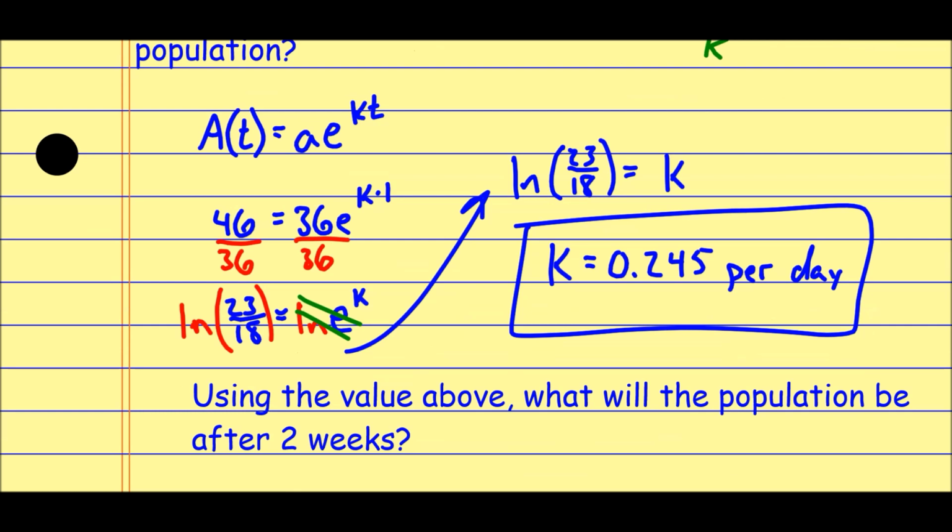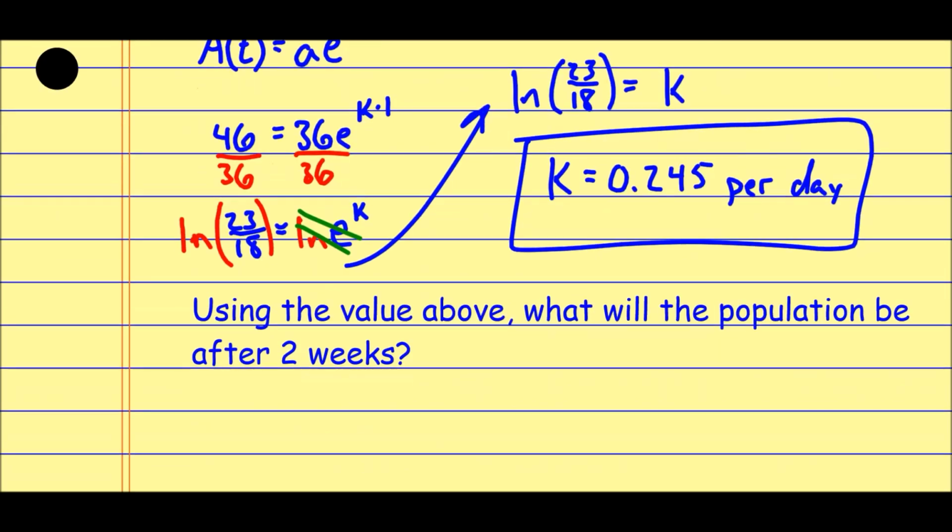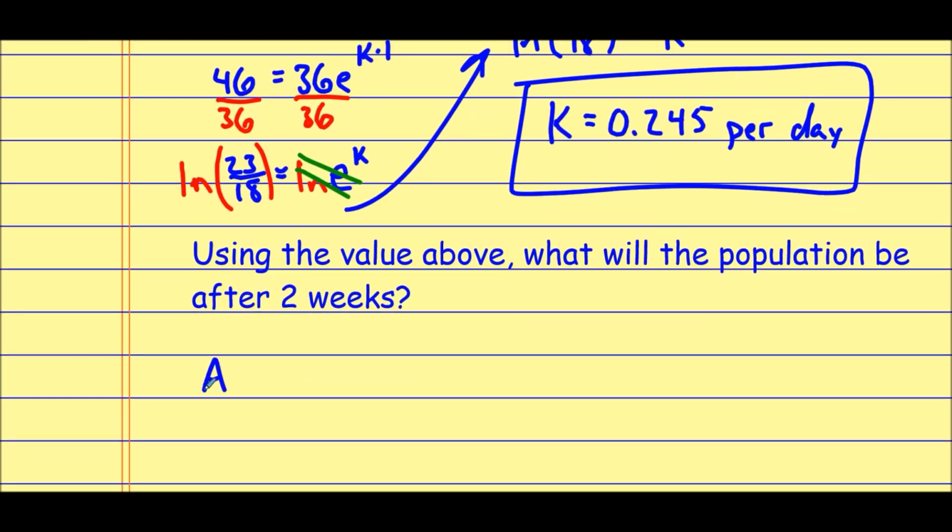It says using the value above, what will the population be after 2 weeks? And so again, we're in the same scenario. We've got the initial population of 36, but now we know the growth rate. So if I jump down here, I've got A of t equals the initial amount, 36, times e to the k. I know the k value now is 0.245, multiplied by time, but keep in mind, got to make sure the units match. That k value is per day, so my time has to be in days, so 2 weeks, I have to plug that in as 14 days, okay?